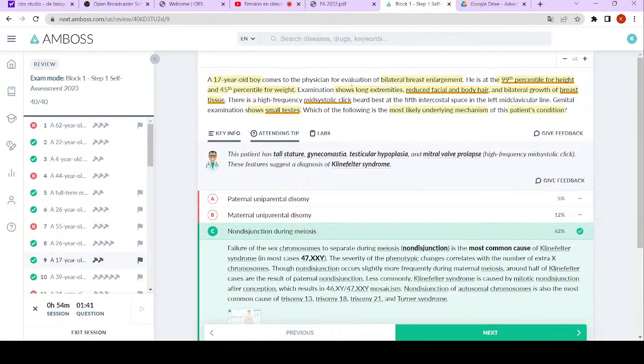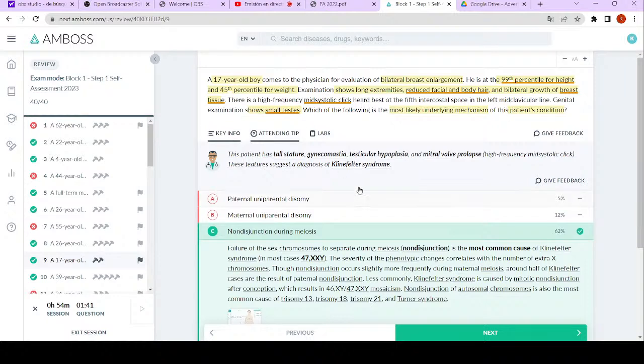A 17-year-old boy comes to a physician for an evaluation of bilateral breast enlargement. He's at the 99th percentile for height and 45th percentile for weight. Examination shows long extremities, reduced facial and body hair, and bilateral growth of breast tissue. There is a high frequency mid-systolic click. Genital examination shows small testes. Which of the following is the most likely underlying mechanism of the patient's condition?